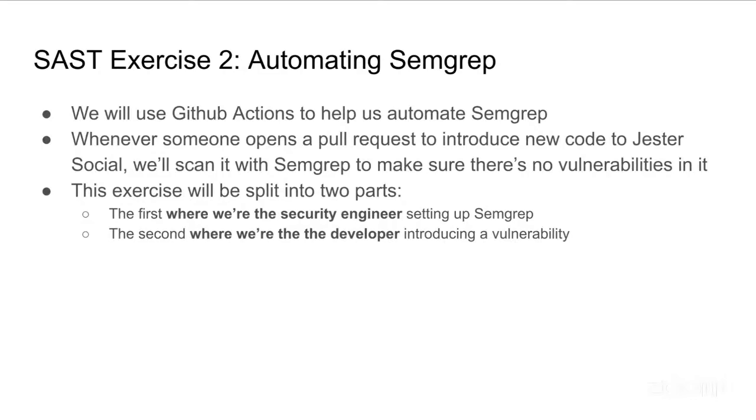So this exercise, we're going to split it into two parts. There's going to be the security engineering part where we will set up the automation. And then there's going to be the developer part where you're implementing a new feature, and then we're going to introduce a vulnerability in that feature.